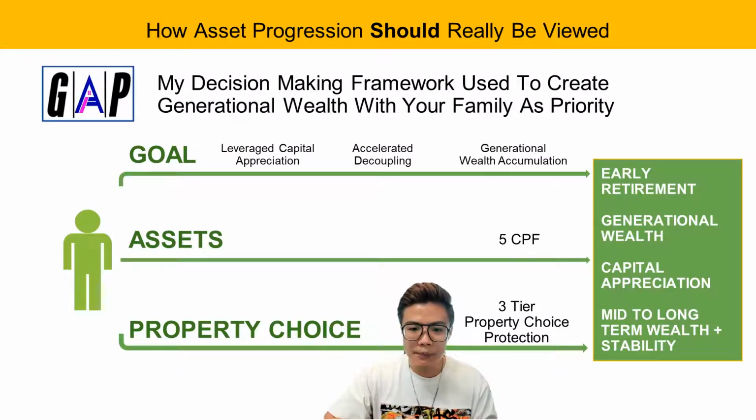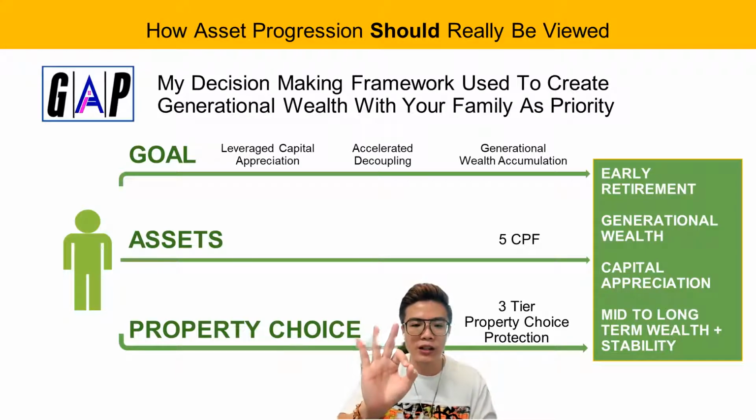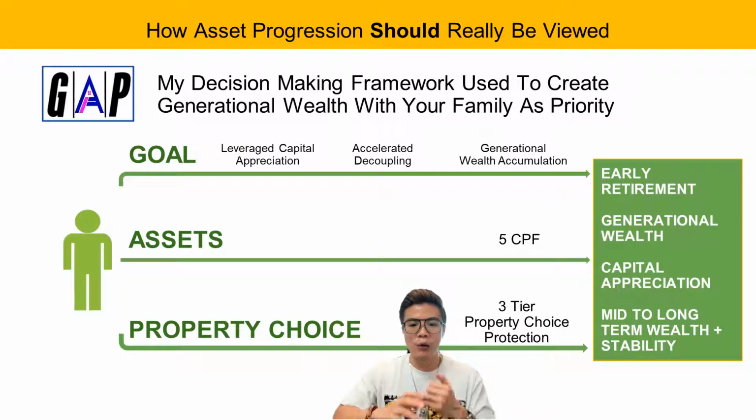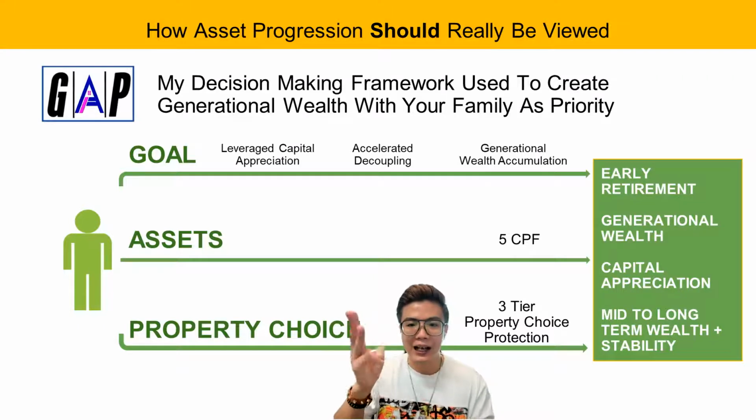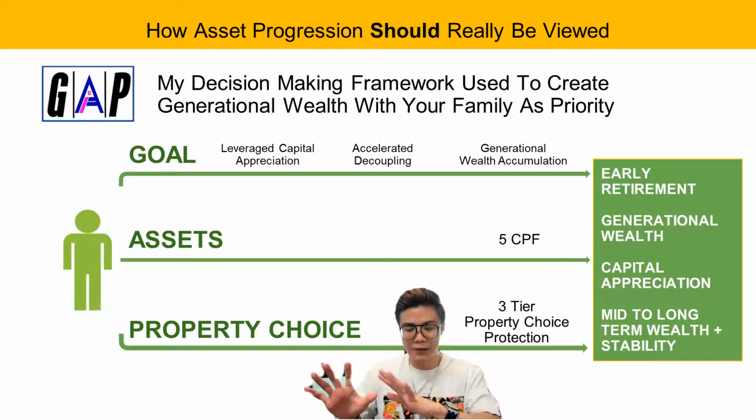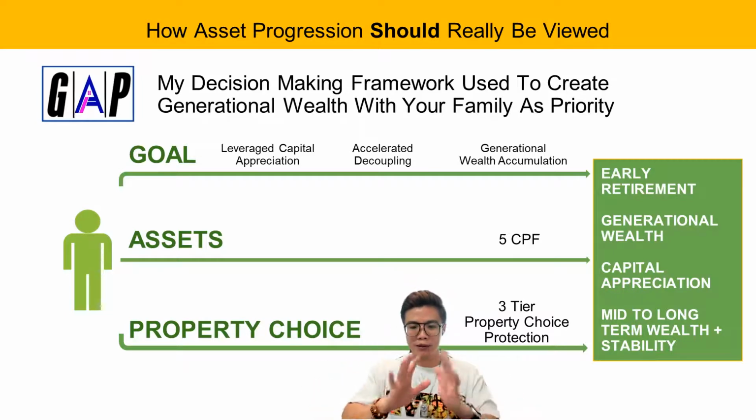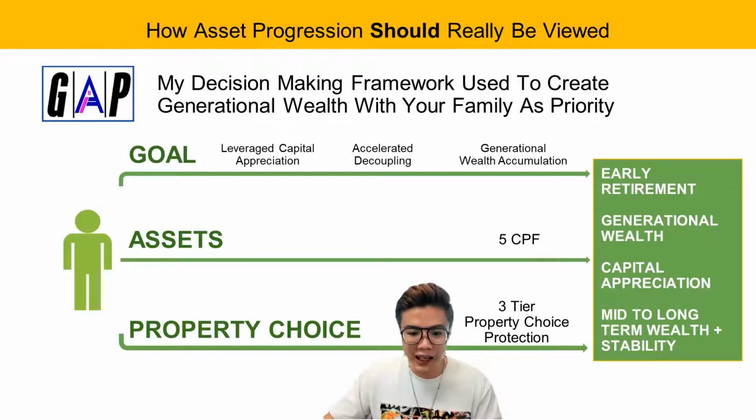Other than the end game, what model of asset progression do you belong to? In fact, most of us belong to one of these three asset progression models, which I will be covering in depth. Number one, the leverage capital appreciation model. Number two, accelerated decoupling. And number three, the generational wealth accumulation model, which some of us may fall into, but probably not all, because that will be for those with landed properties. So let me go in depth with the goals part of the GAP model first.